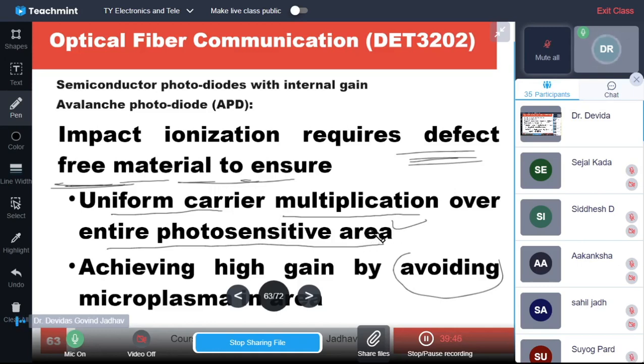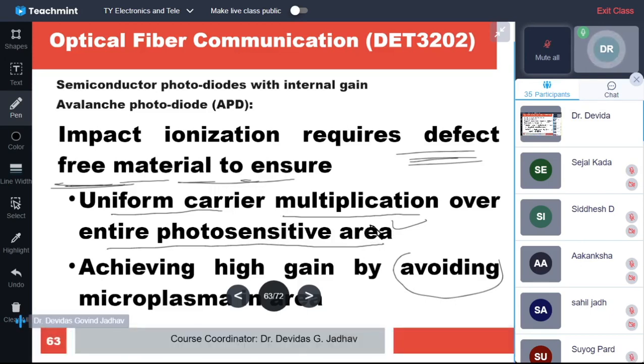Now what will be asked is the question: which is correct if defect-free material is chosen in case of impact ionization? A. Uniform carrier multiplication over the entire sensitive area is achieved. B. Achieving high gain by avoiding the microplasma. C. Both A and B. D. None of these. What is the answer? C. Both of these. Uniform carrier multiplication is achieved and high gain is also achieved.